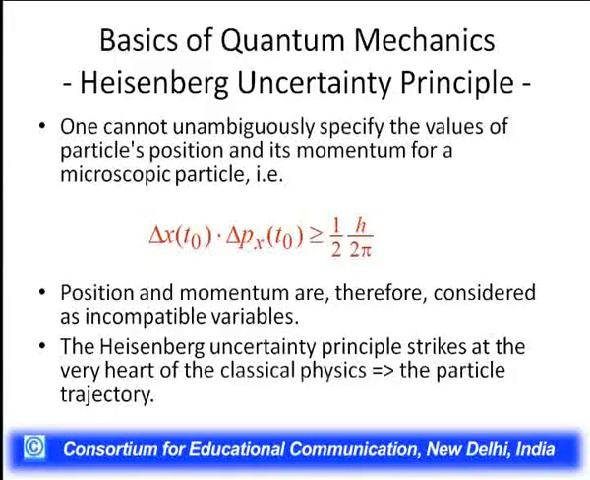Now the Heisenberg uncertainty principle. We are defining a particle by its momentum and its position. One cannot unambiguously specify the values of both position and momentum for a microscopic particle: delta x at t0 times delta p, the momentum, must be greater than or equal to 1/2 of h by 2 pi. What is h? h is Planck's constant here. That means position and momentum are therefore considered incompatible variables.